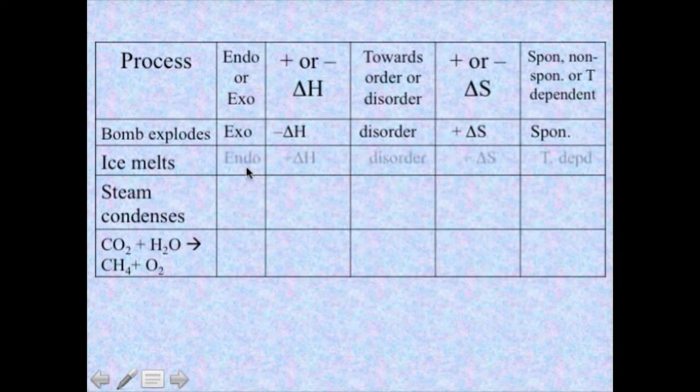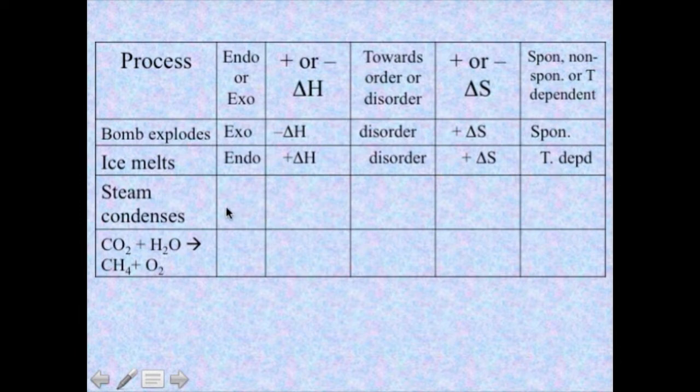Now what about ice melting? Clearly that's an endothermic process. Heat is being absorbed and the enthalpy is positive. But as ice melts, water's breaking away from the ice crystal lattice and becoming more disordered. So the entropy is increasing. And as we know, ice melts when the temperature is above 0 degrees Celsius. It is a temperature-dependent change.